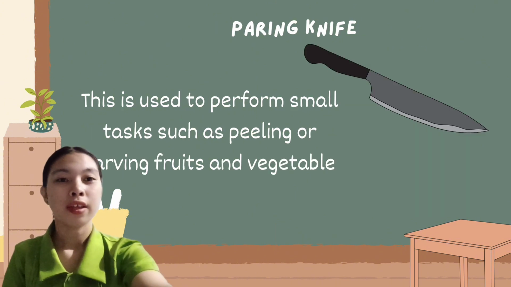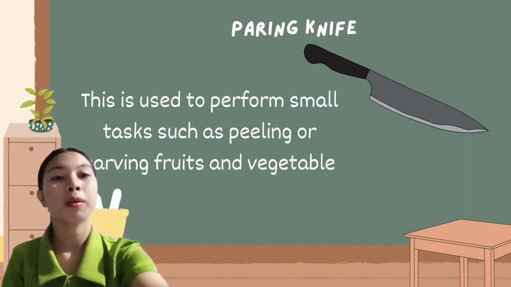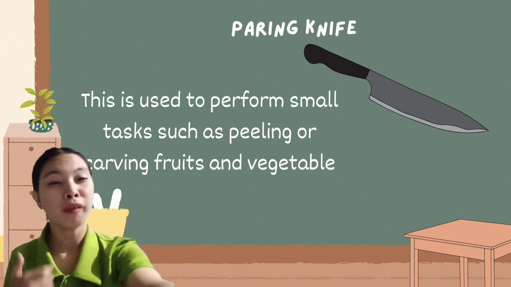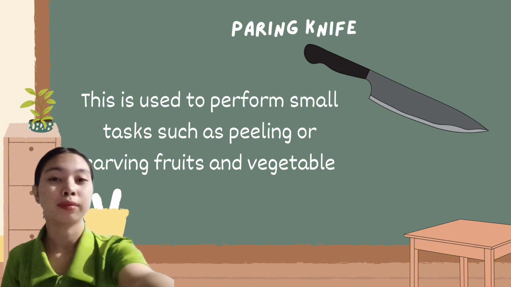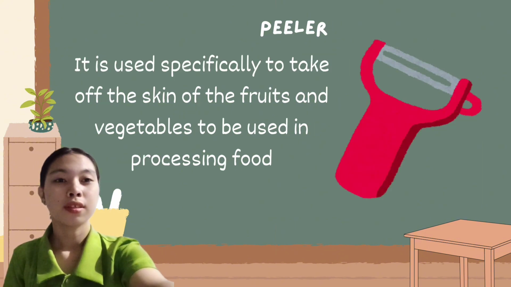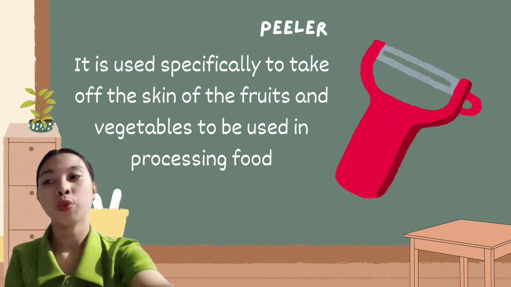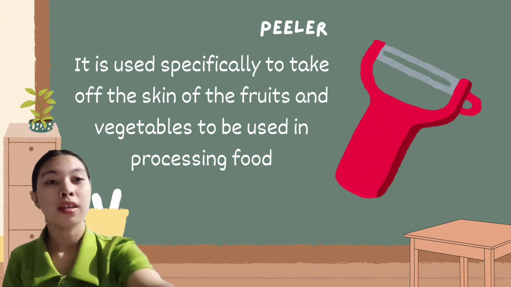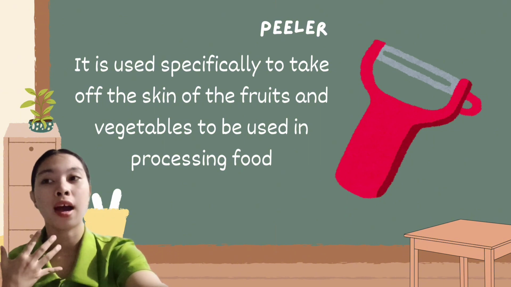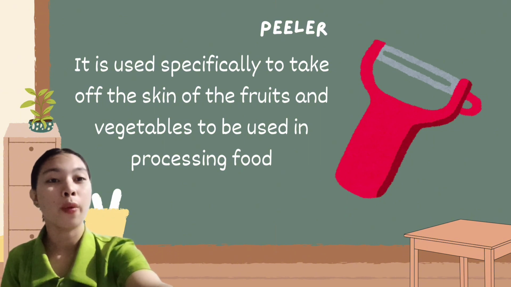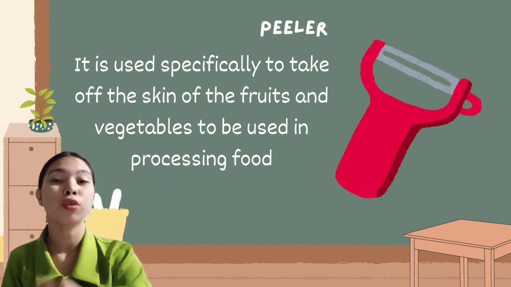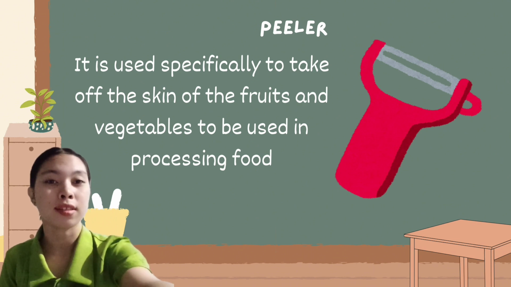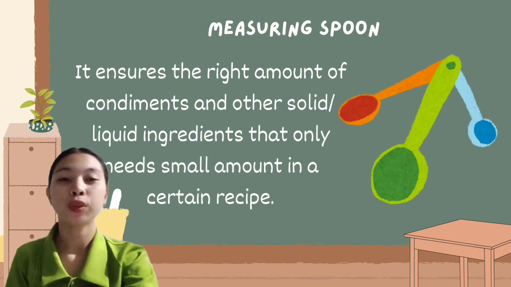So, paring knife, ito naman is ginagamit siya to perform yung mga small task lang. So, ayun nga, pagbabalat ng mga fruits and also the vegetables. So, peeler, we all know what is the meaning of peeler and meron tayo sa ating bahay. Ginagamit siya sa pagbabalat ng mga fruits and vegetables. So, para mas mapabilis ang ating task na gagawin. So, instead of paring knife, we can use the peeler. So, easy task. So, measuring spoon.